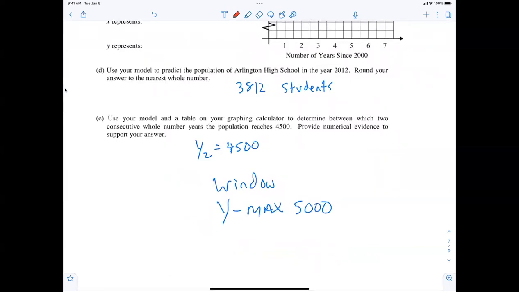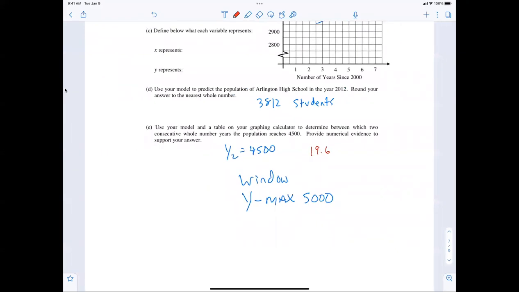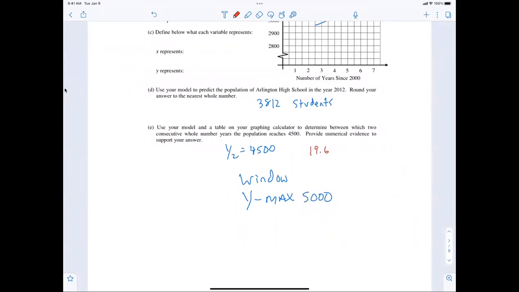19.6, somewhere around there. Yeah, so if it says between which two consecutive whole years? So we would say between 2019 and 2020, you would expect the population to be 4,500 students. Everybody's good?